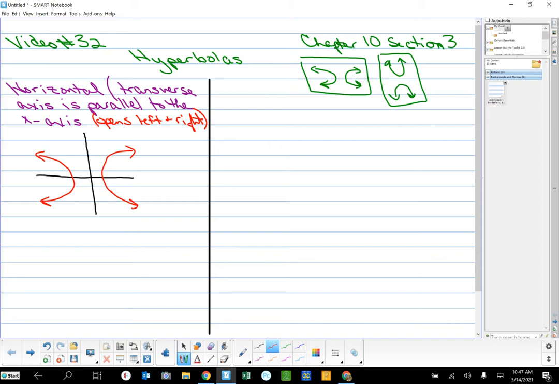They do have some foci in them. The vertices are here. So these are the vertices. And then the foci are inside the curves. So the blue dots are foci. They're inside the curves. And just like before, the vertices are a units away.